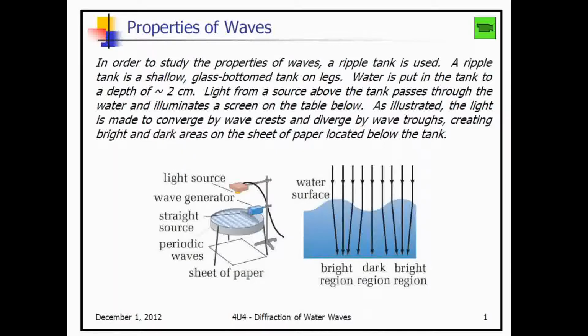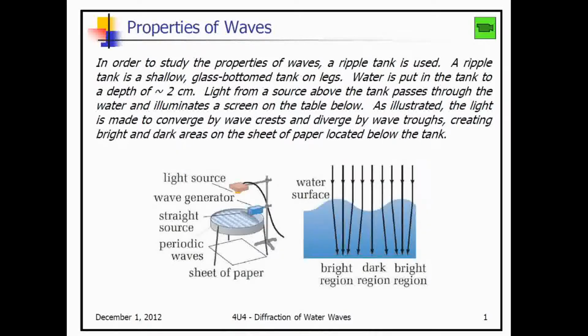It'll create these really straight waves, and it makes it easier to see how other sources or other waves, like light, reflect or refract through that surface. There's a sheet of paper underneath that you'll be able to see. The light will have parts where it is very bright because the light is bending towards that point. It'll also have sections where it's really dark, which is where the light's bending away from those points. The water in this tank is usually about 2 centimeters.